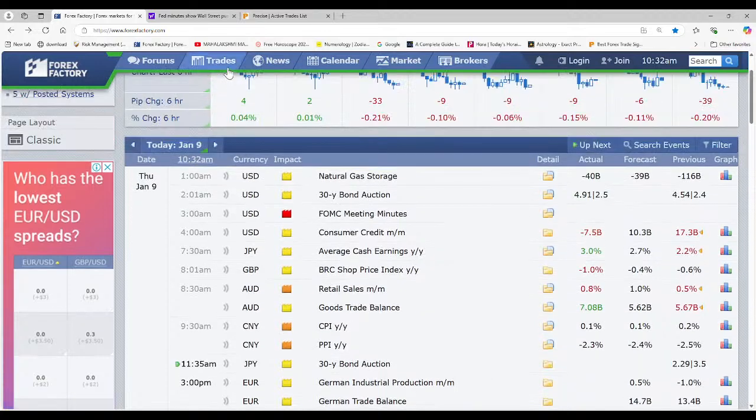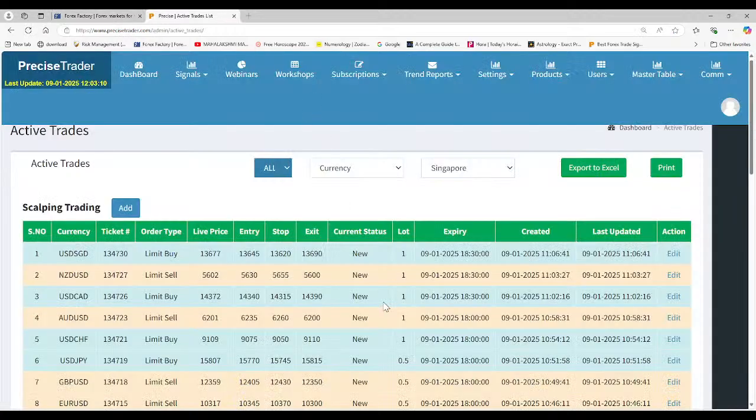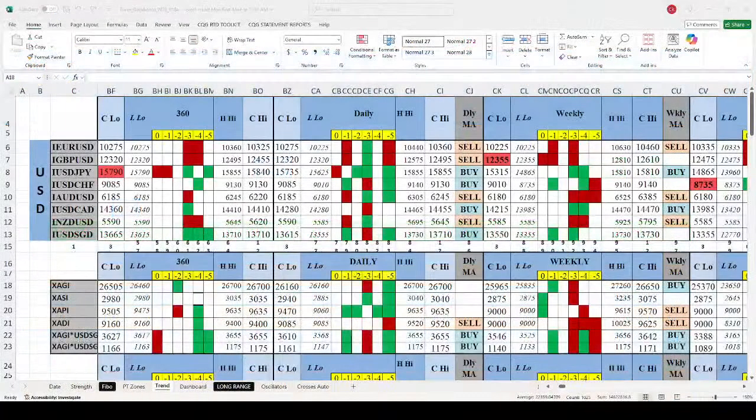Do take note that today the US markets are closed. I just saw the news that President Jimmy Carter's funeral is today, so as a result the U.S. market is not on.